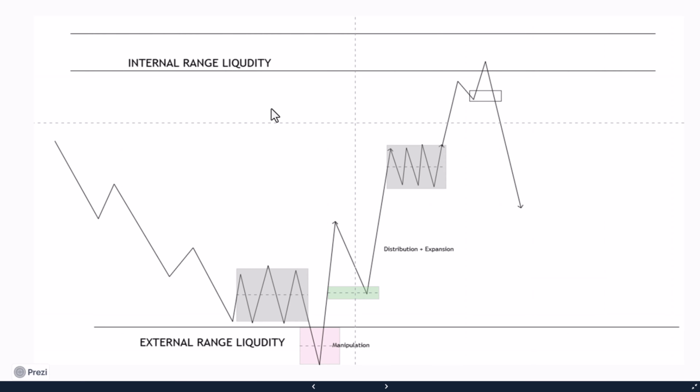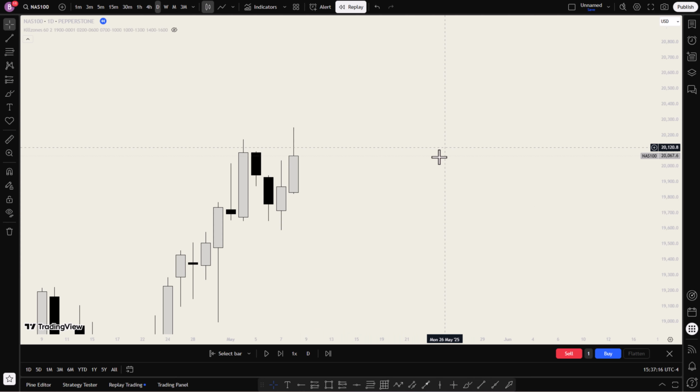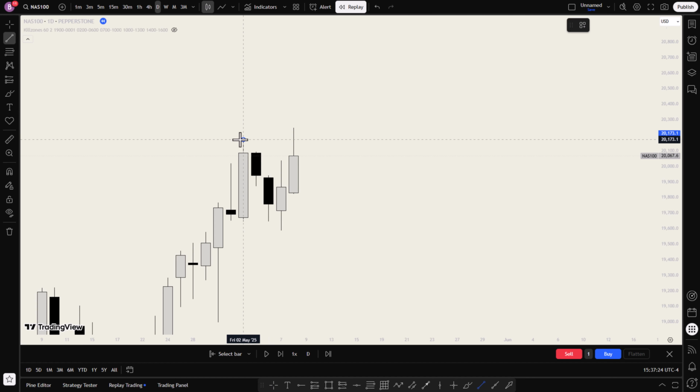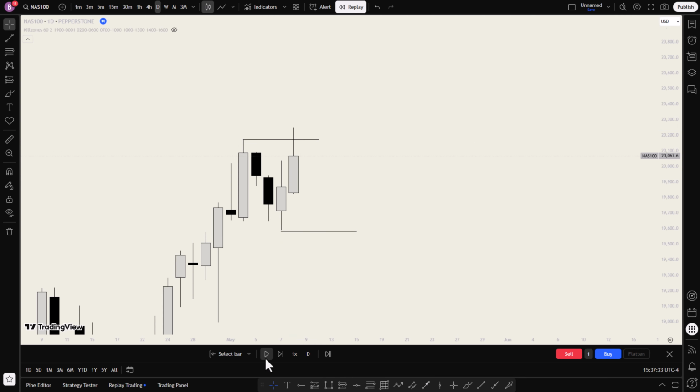So let's go to the chart and identify this price delivery and see how we can use it in forming our bias and also in trading the market. So here we are on the chart and we have this consolidation here because we see price is in the range. Price is actually at this range between this high and this low.